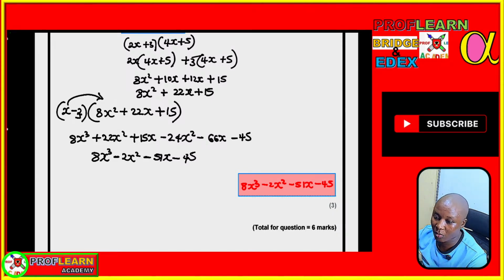Something that you realize in this kind of questions, you have to expand the bracket, the two pairs, and then once you get the answer, you can proceed to the next part. This is the GCSE 2H math prediction that is going to be taking place on 4th of June 2025.